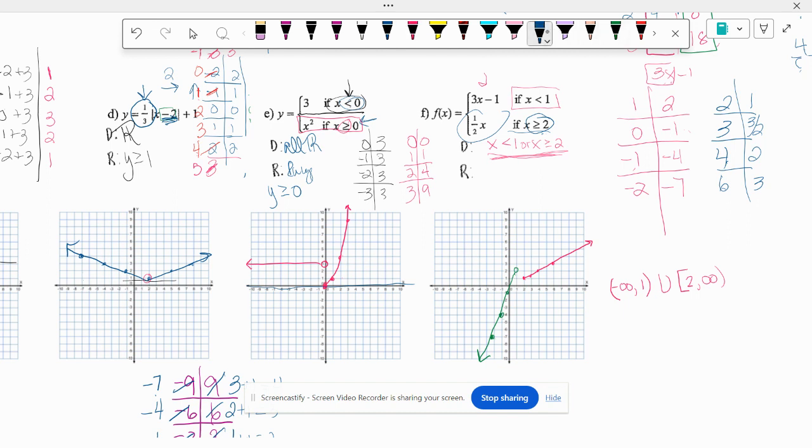So your range, you notice that this goes all the way down to negative infinity. There's no gap here, and it goes all the way to positive infinity. So this range is all real numbers.